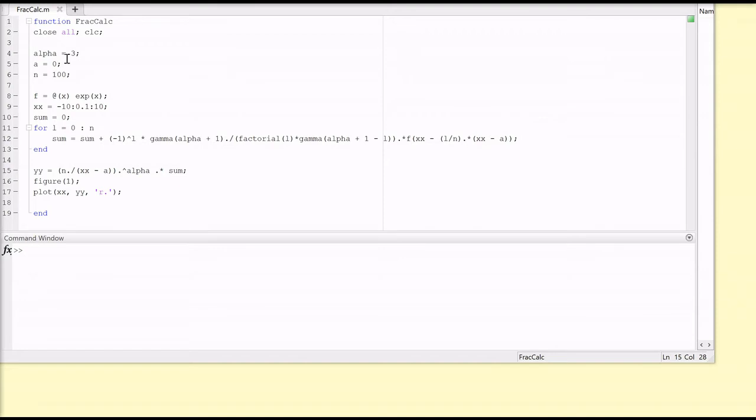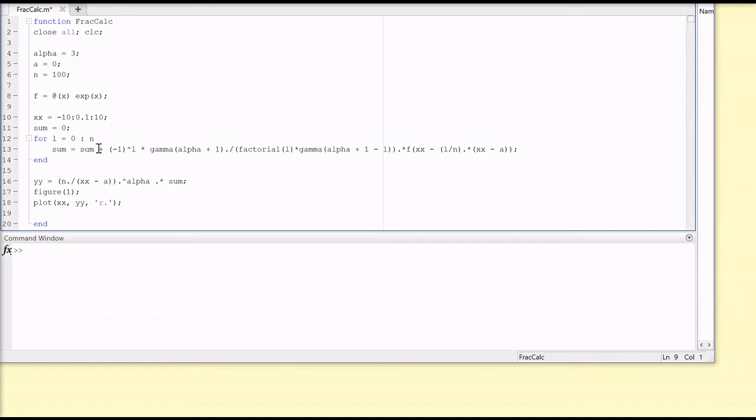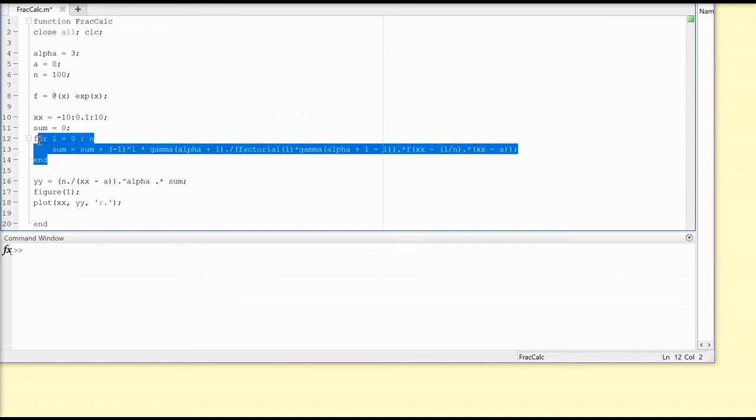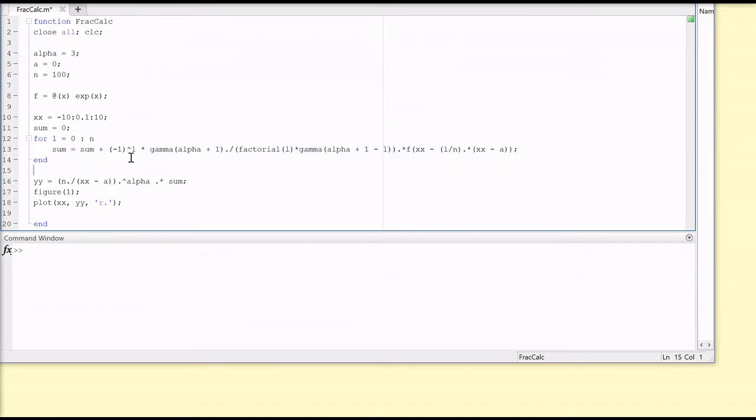Let me give you a quick run-through of what I've written here. I've created a basic Matlab script. The order alpha that I'm going to be looking at is 3. I'm going to be varying my base point a, so we can start off at 0. We can increase n, since n is going to infinity. Our function of interest is going to be e to the x. Then we create a vector x over the domain of interest that we want to look at. And then we have our sum. This is the Grunwald-Letnikov derivative, where the last part in front of the sum is multiplied at the end after we do our finite summation.